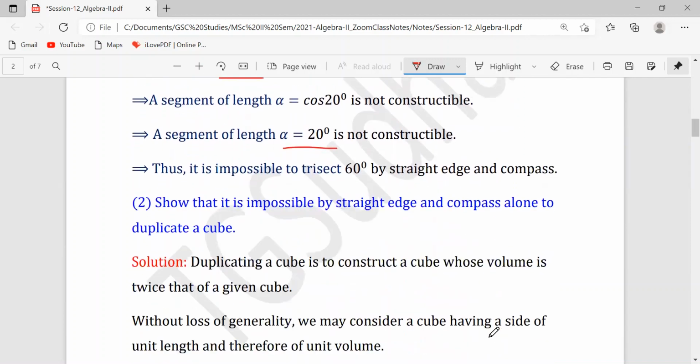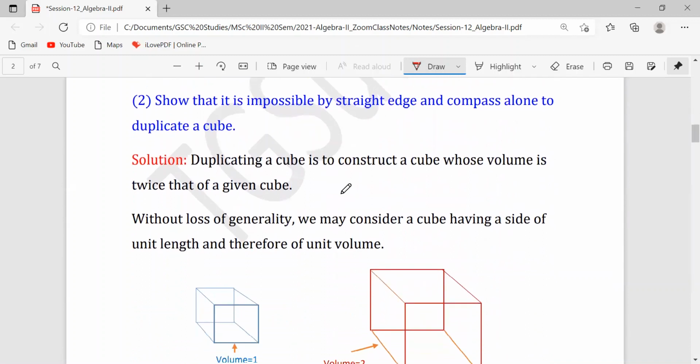Now let us move on to the second problem. Show that it is impossible by straight edge and compass alone to duplicate a cube. So what is the meaning of duplicating a cube? Duplicating a cube is to construct a cube whose volume is twice that of the given cube.